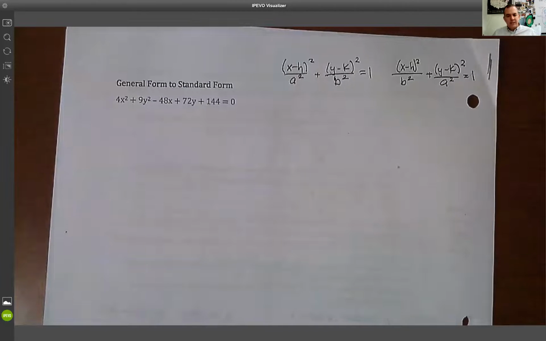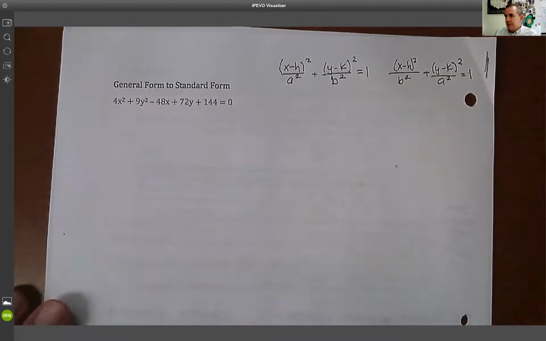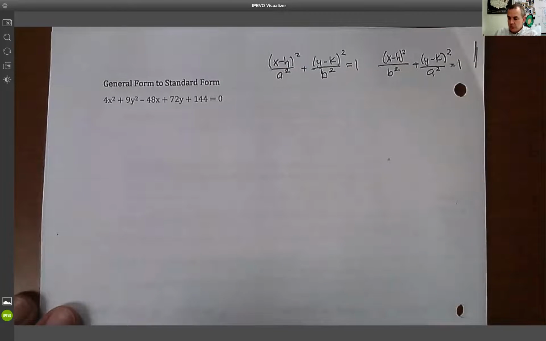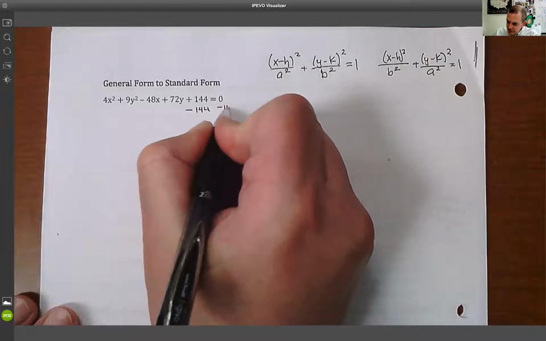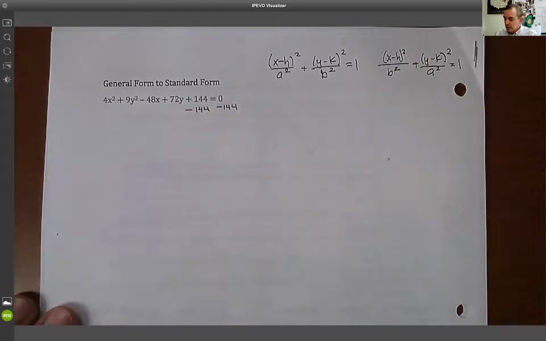The good thing on this one is we don't need to know upfront which one it is. It'll just turn into one of those forms. So again, this is very similar to what we did with the circle. First thing we're going to do is get the constant over to the other side. So I'm going to subtract 144 from both sides.